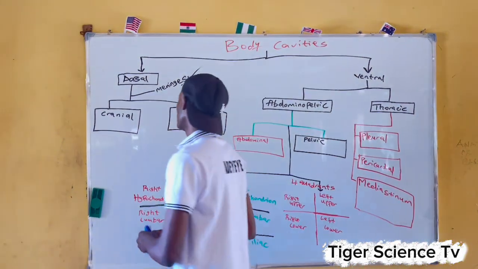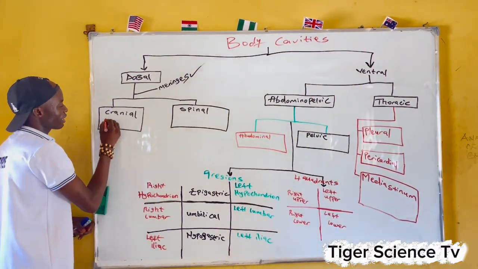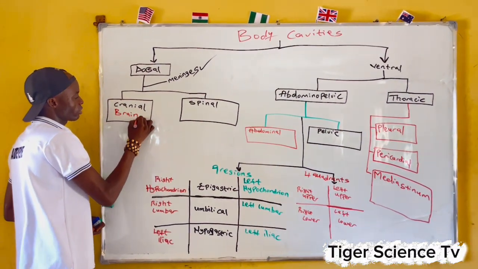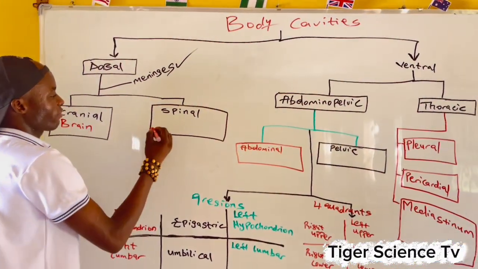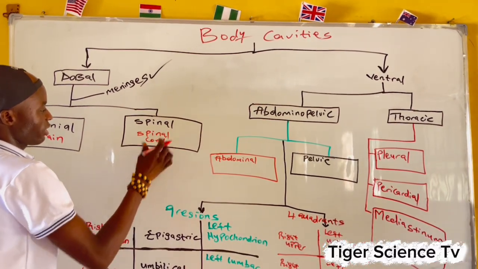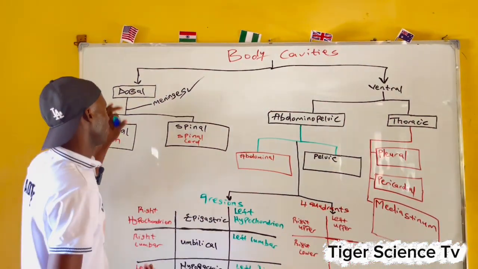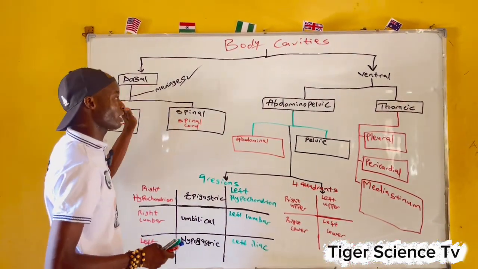So now the dorsal body cavity is divided into two. We have the cranial body cavity and the spinal body cavity. The cranial body cavity houses the brain. You see that? Houses the brain. While the spinal body cavity houses the spinal cord. Alright, this one is made up of vertebral bone. This one is made of cranial bone. That's what we have for the dorsal body cavity. As simple as that.